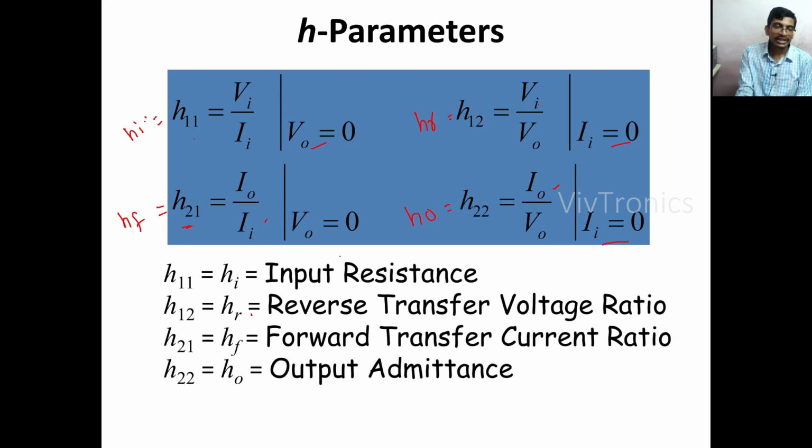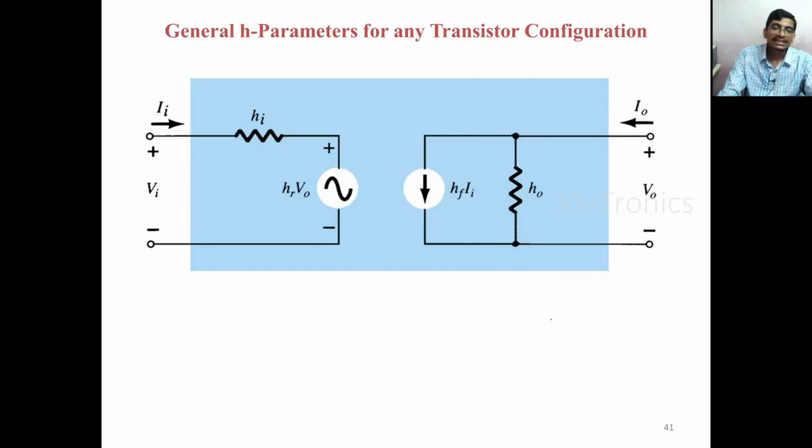So where HI is the input resistance, HR is the reverse transfer voltage ratio or reverse voltage gain, and HF is the forward transfer current ratio or current gain. HO is equal to output admittance. Similarly, the generalized H parameter circuit looks like this. So here HI and HR V0 at the input side, HF Ii and HO at the output side.